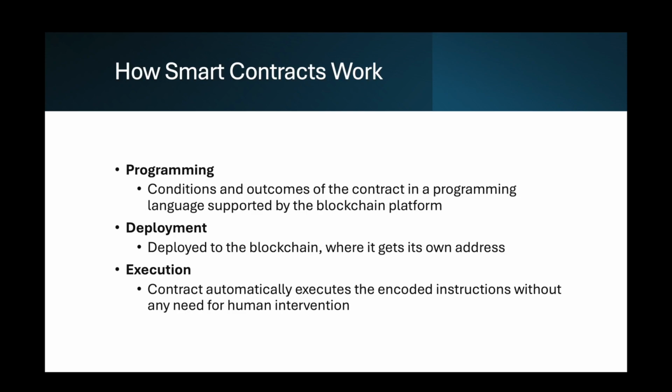How smart contracts work. Programming. A developer writes the conditions and outcomes of the contract in a programming language supported by the blockchain platform. Deployment. The smart contract is deployed to the blockchain, where it gets its own address. Execution. When predetermined conditions are met, the contract automatically executes the encoded instructions without any need for human intervention.